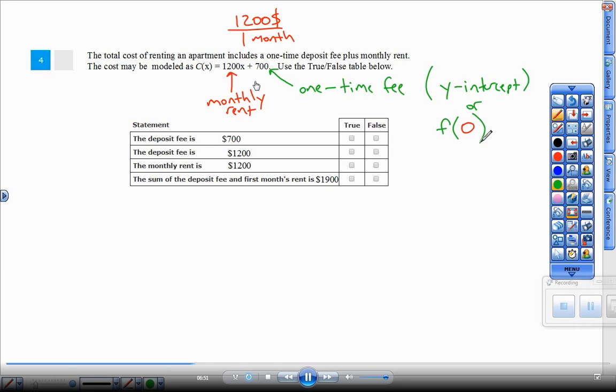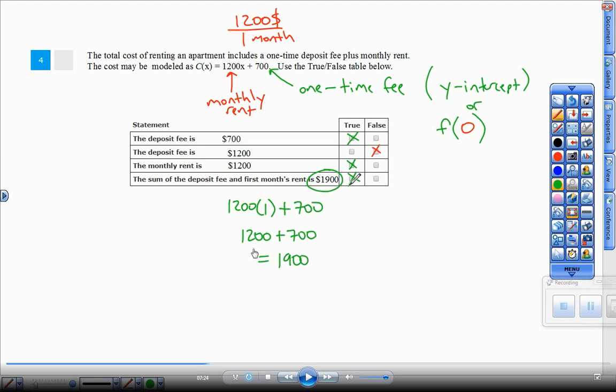1200 per month. So for this, it says deposit fee 700. That would be true. That's the y-intercept. 1200 would be false. Monthly rent, the rate, 1200, true. And then this last one, the sum of the deposit fee and the first month's rent. So after 1 month plus that deposit fee, you'd be paying 1200 for that month plus the deposit fee, which would be 1900. So the way this one's set up, that is true.